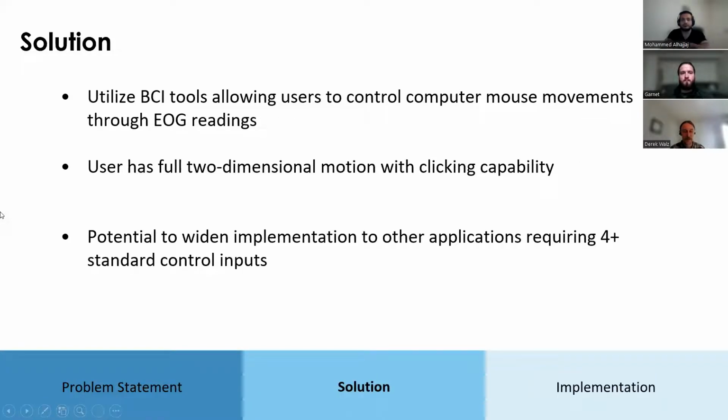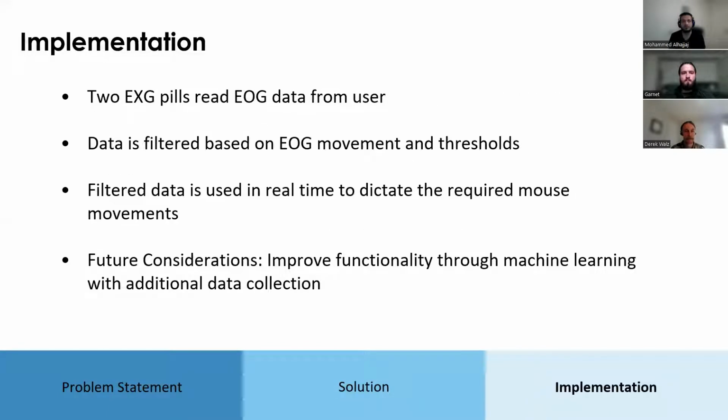So the solution we came up with utilizes the brain computer interface tools, allowing the user to control a typical computer mouse and all its movements through EOG readings only. It gives the user a full 2-dimensional motion and all the typical mouse clicking functionality. And there's up to 6 unique mouse events right now. So this could actually be implemented on a much wider scale to all sorts of applications that require that many standard inputs. On to you, Garnet.